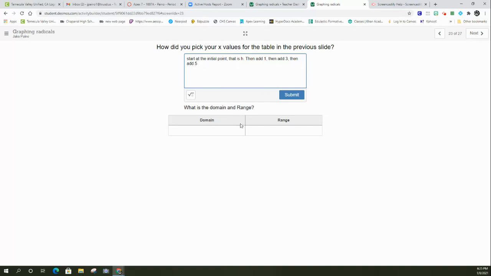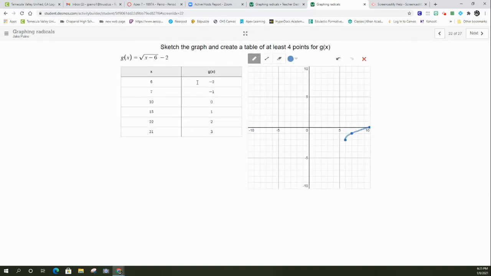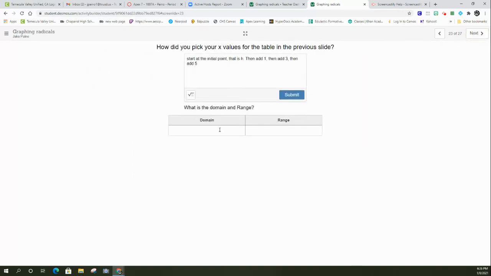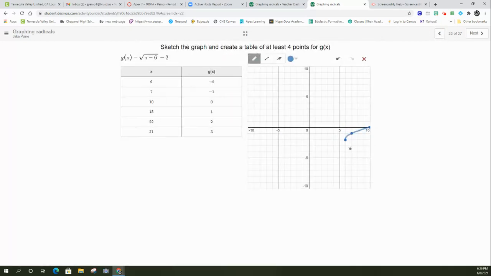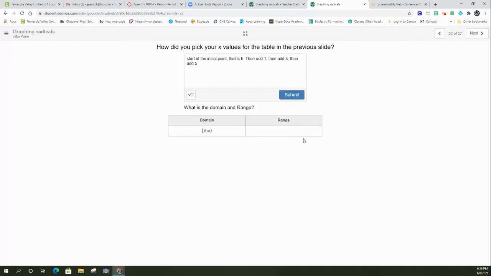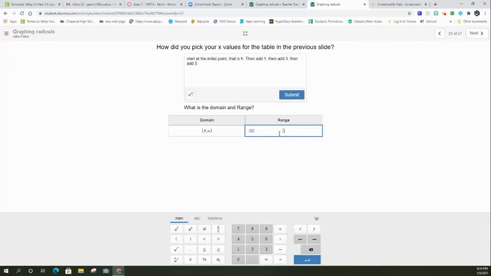All right, what was the domain of that previous one? So again, where did it start? It started at 6 and then goes on forever. So my domain is going to be 6 comma infinity. And then the range starts at negative 2 and goes up forever. So negative 2 comma infinity.